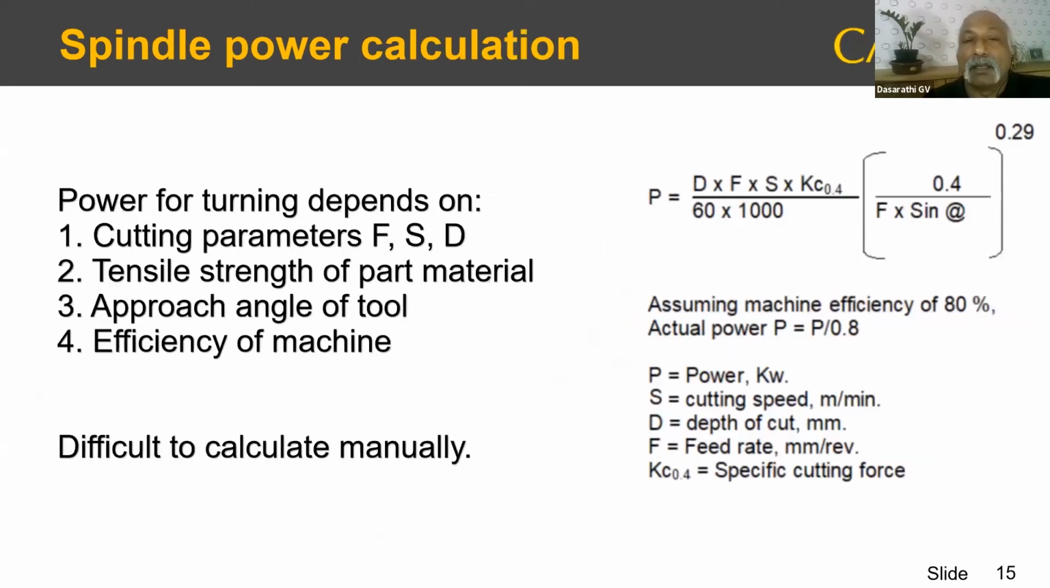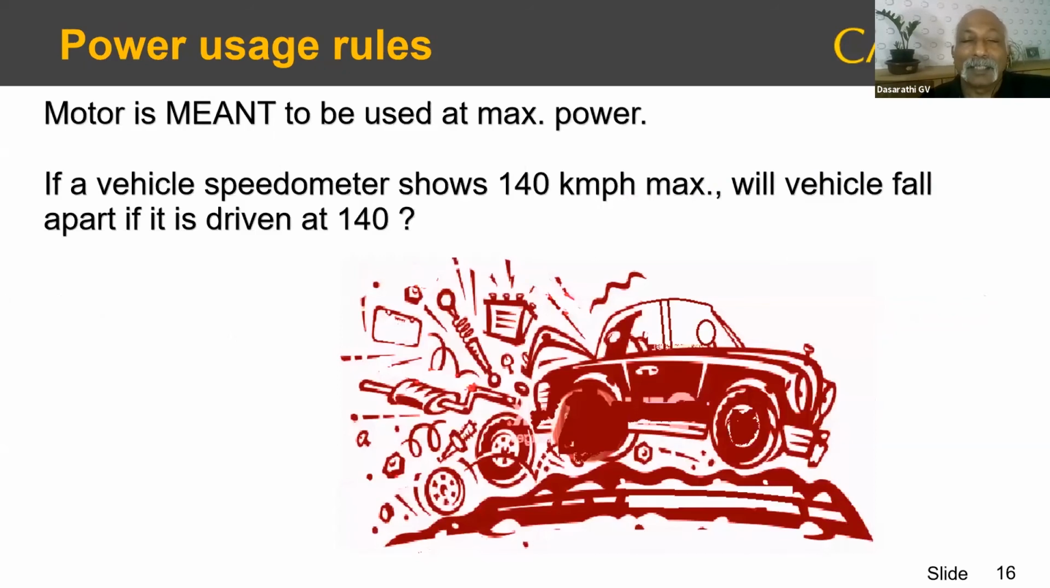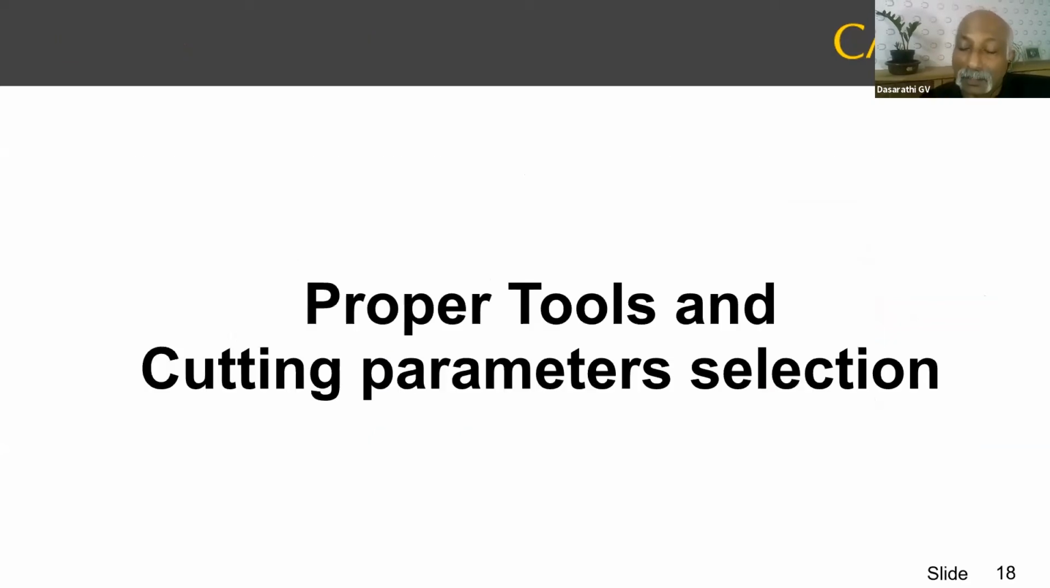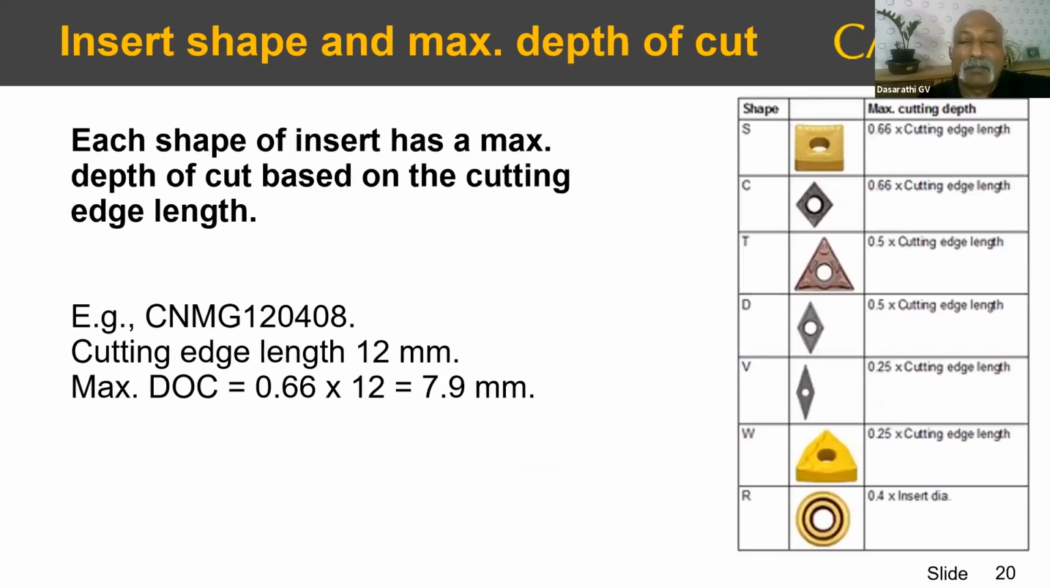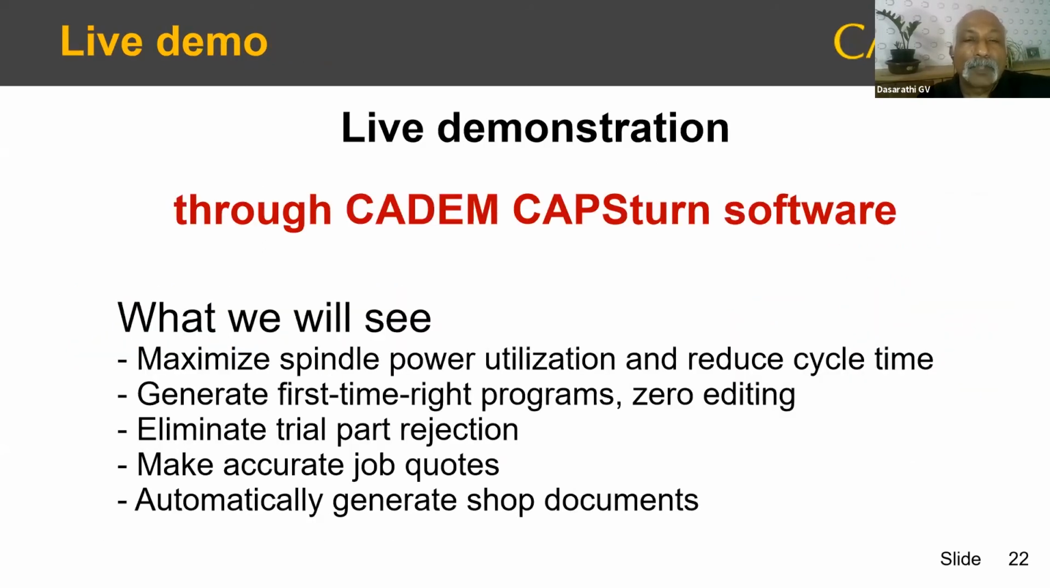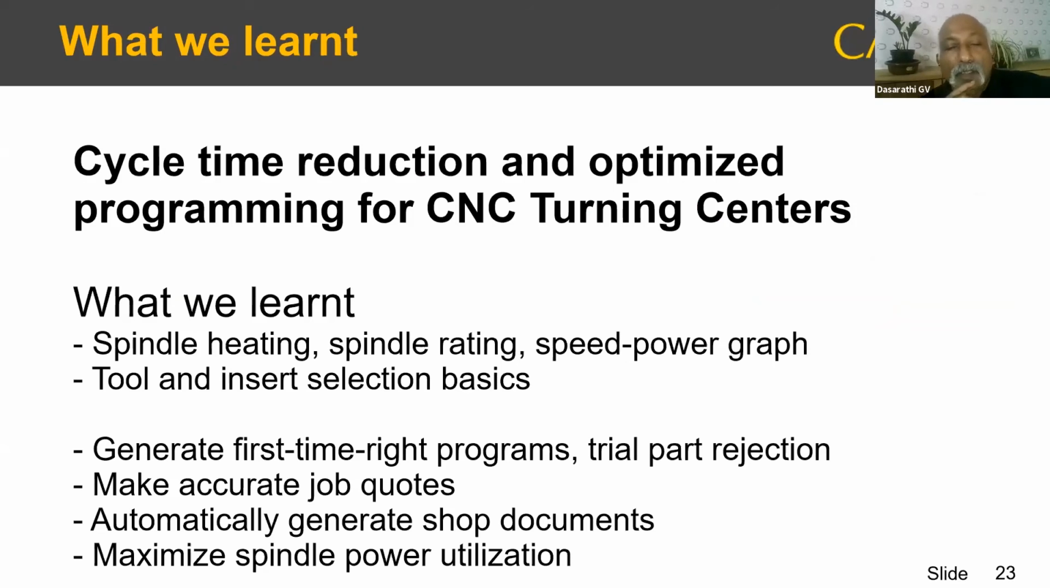How do you calculate? What is the formula that is used for calculating the spindle power? Why you should use it to the maximum possible extent, again, and why it is not harmful to use it to the maximum possible extent if you understand the rating and the other specifications of the motor, right? And something about using the tool to the maximum extent. So this is what we learned: spindle heating, rating, speed power graph, tool and insert selection. How do you use a software to do all these, make accurate?